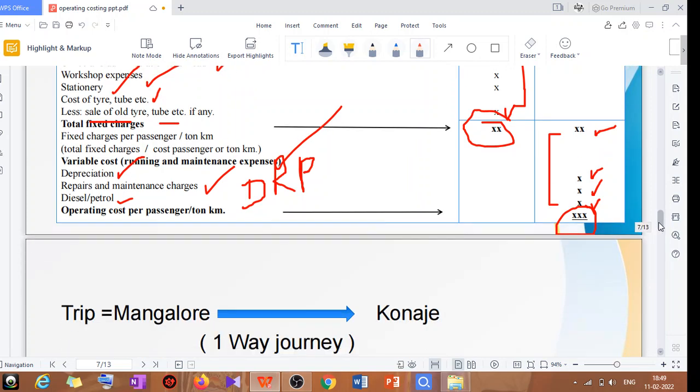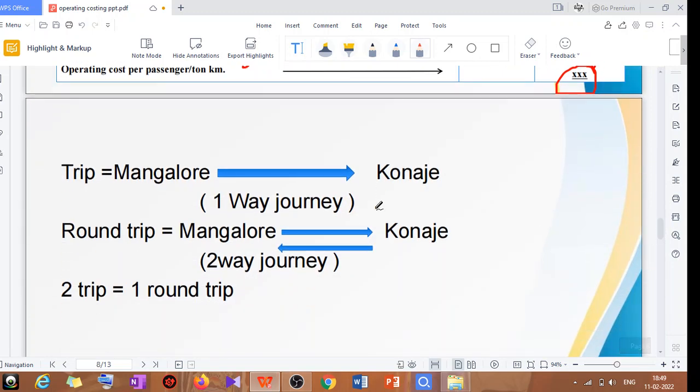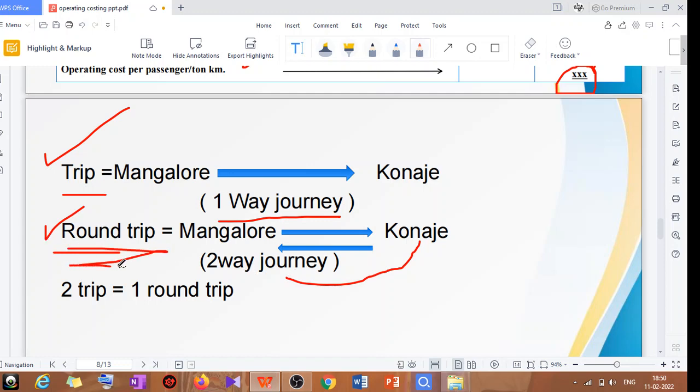Now, just some points you have to keep in your mind. What exactly is a trip and what is a round trip? A trip means, think of going from Mangalore to Konaje. Your bus will travel from Mangalore to Konaje only. So it is a one-way journey. For a one-way journey, we say trip. Got it? One trip is a one-way journey. Round trip means your bus traveled from Mangalore to Konaje, then from Konaje to Mangalore. That is a two-way journey, so a two-way journey is a round trip.